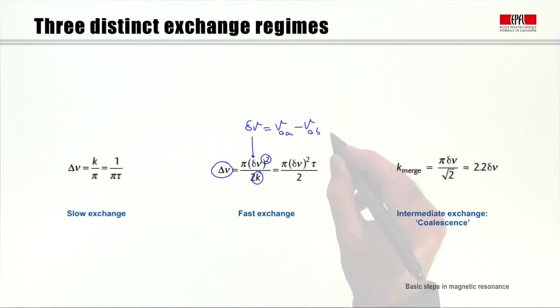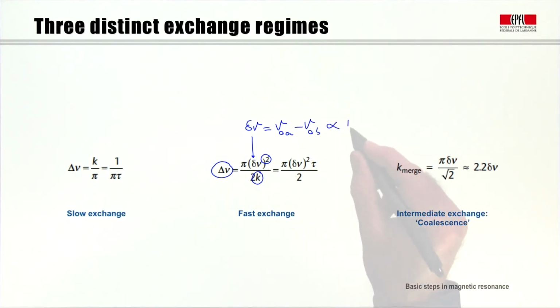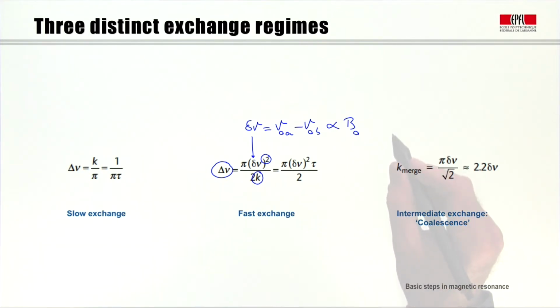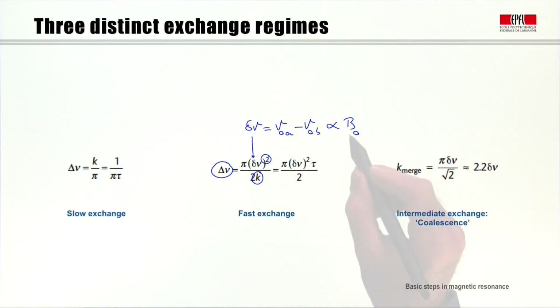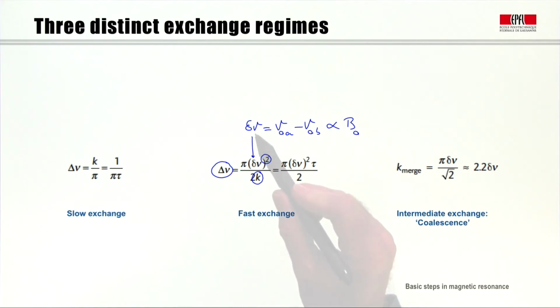And this difference in chemical shifts is, among other things, proportional to the magnetic field into which we immerse our sample or a molecule. And consequently, if we go from, say, a 400 megahertz spectrometer to an 800 megahertz spectrometer, that is to say, if we double the field, then we also double the difference in chemical shifts, and we therefore quadruple the square, that is to say, the line width becomes 4 times broader. This is one reason why chemists and physical chemists like to have spectrometers of different fields in their laboratory.